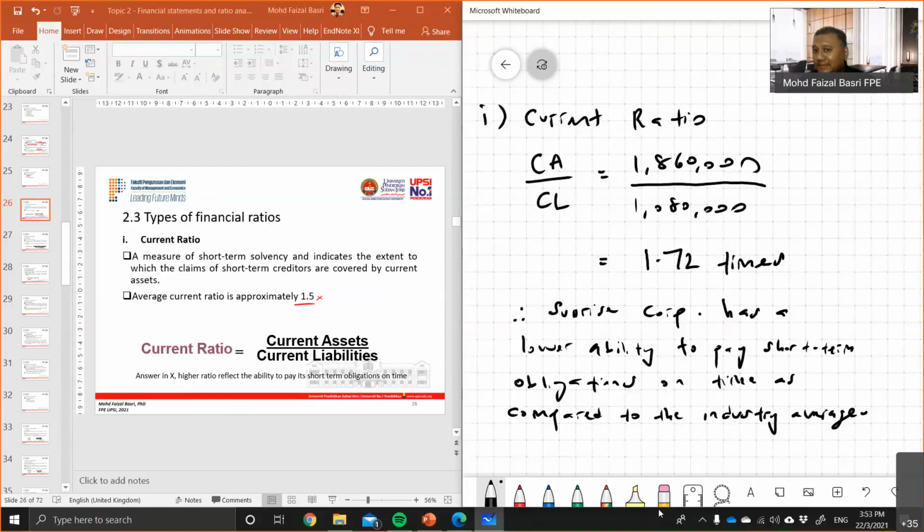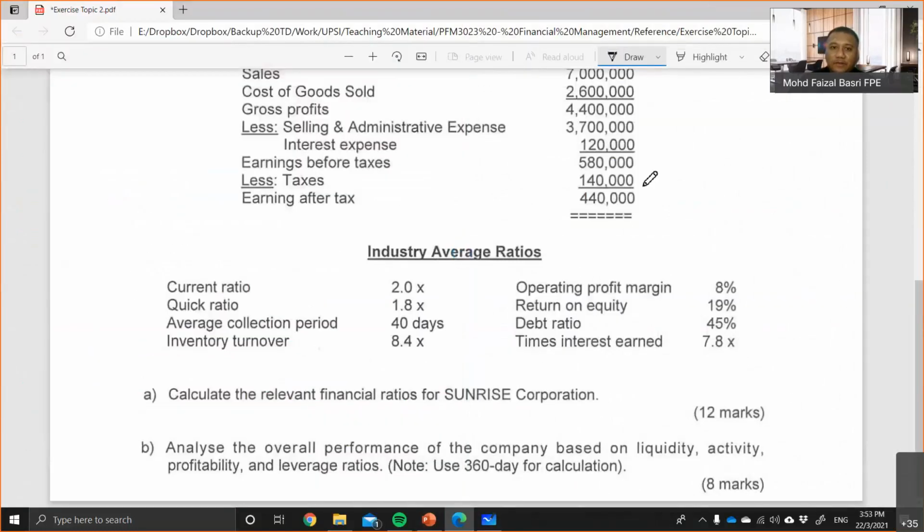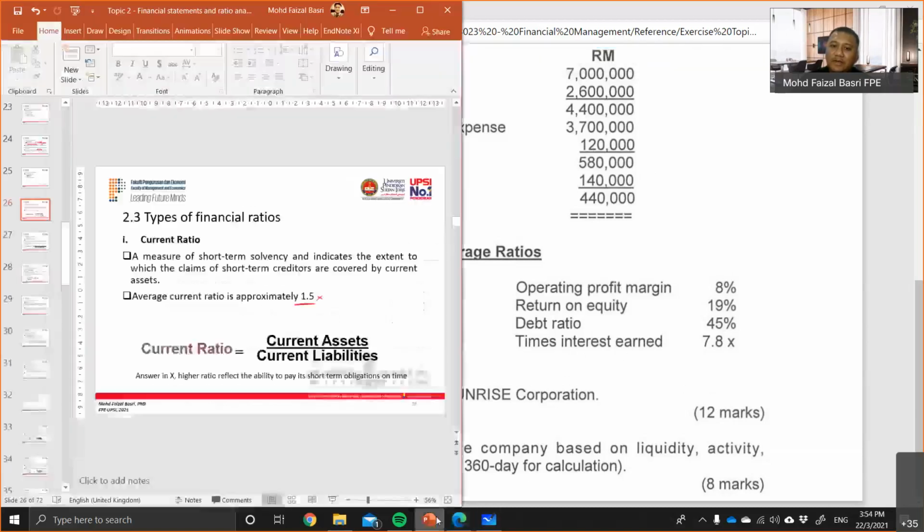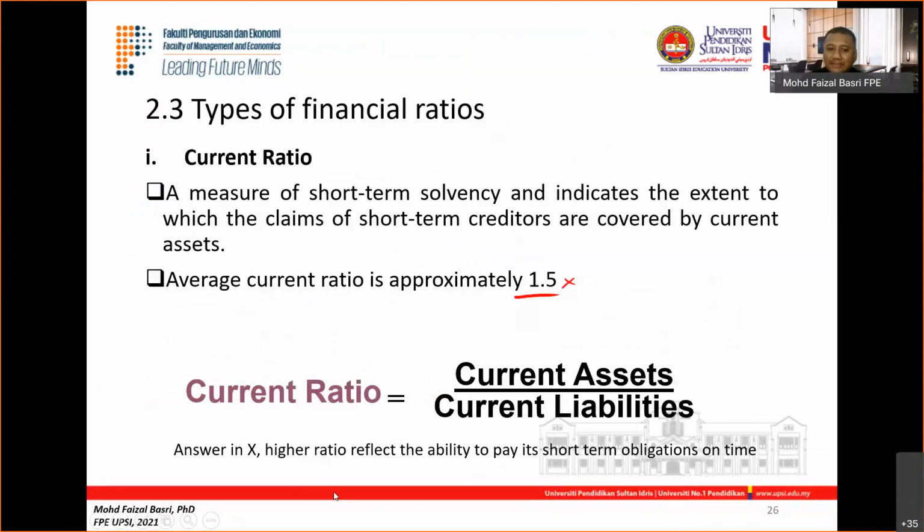So we need to do the ratio calculations and analysis for all relevant ratios. When I say relevant, bear with me, we go back to the question. The question specifies the ratios. We have the 8 ratios mentioned here. That's why the question says calculate the relevant financial ratios. When the question says relevant, it doesn't mean all the ratios we will learn later on that you have to calculate. You just calculate whatever is mentioned here. Coincidentally, current ratio is here, so we calculate the current ratio. So that's how we utilize the ratios and also the explanation down here.